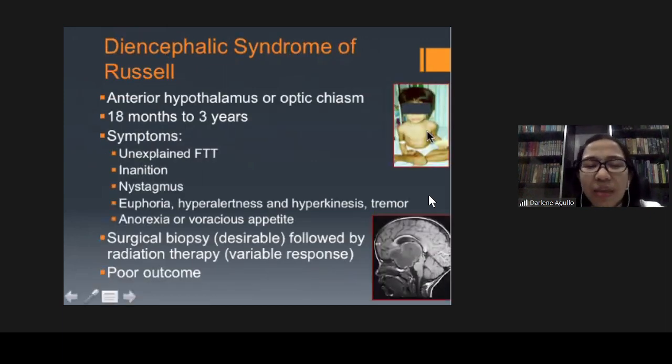Ito pasyente namin in UST, no? Isang tingin lang ng training officer namin, hindi pa niya alam yung history, na diagnose niya kaagad yung diencephalic syndrome of Russell. Kaya hindi ko ito makakalimutan, no? Ano lang siya, visual diagnosis. This is diencephalic syndrome of Russell.